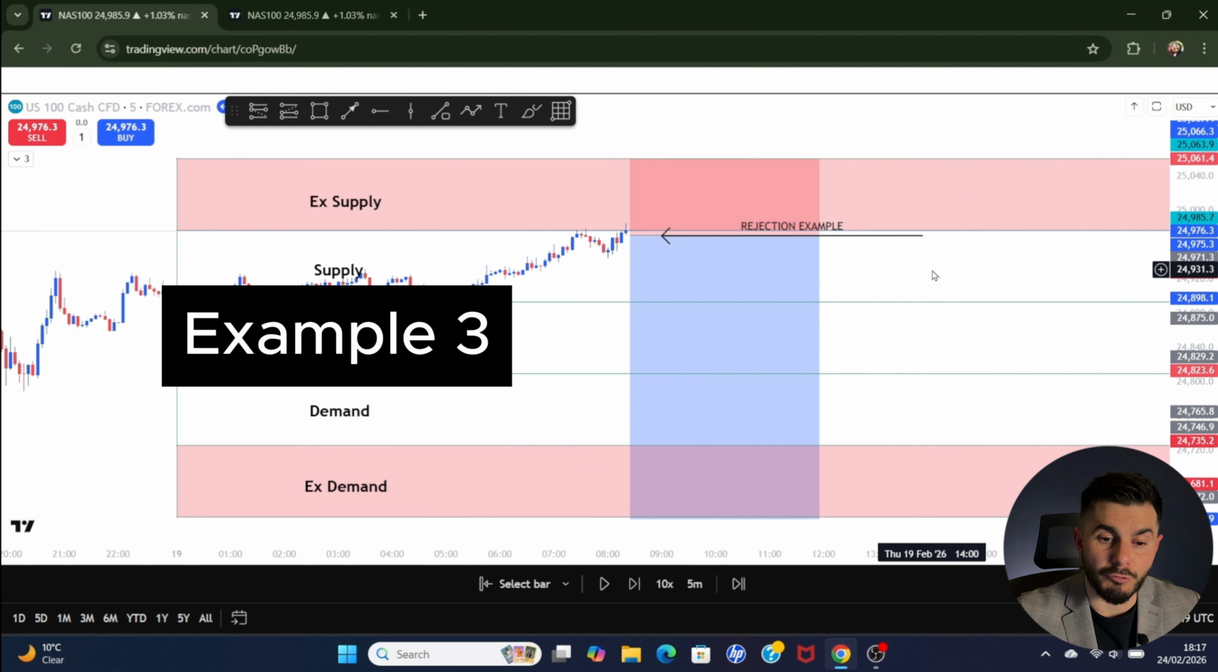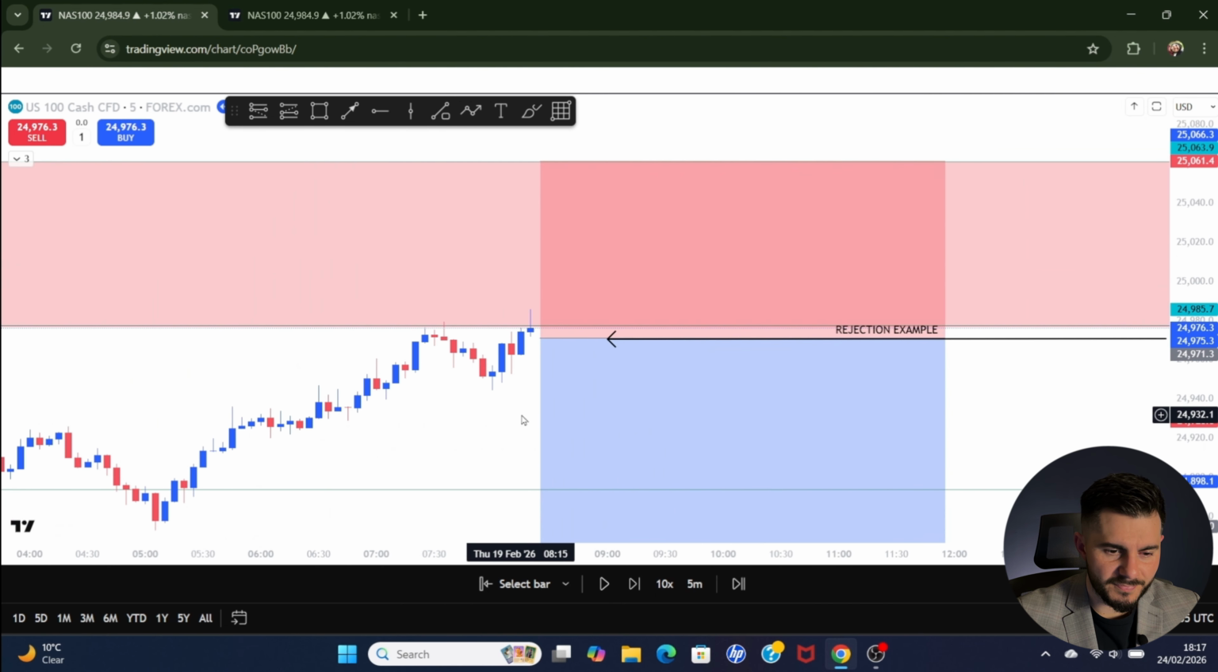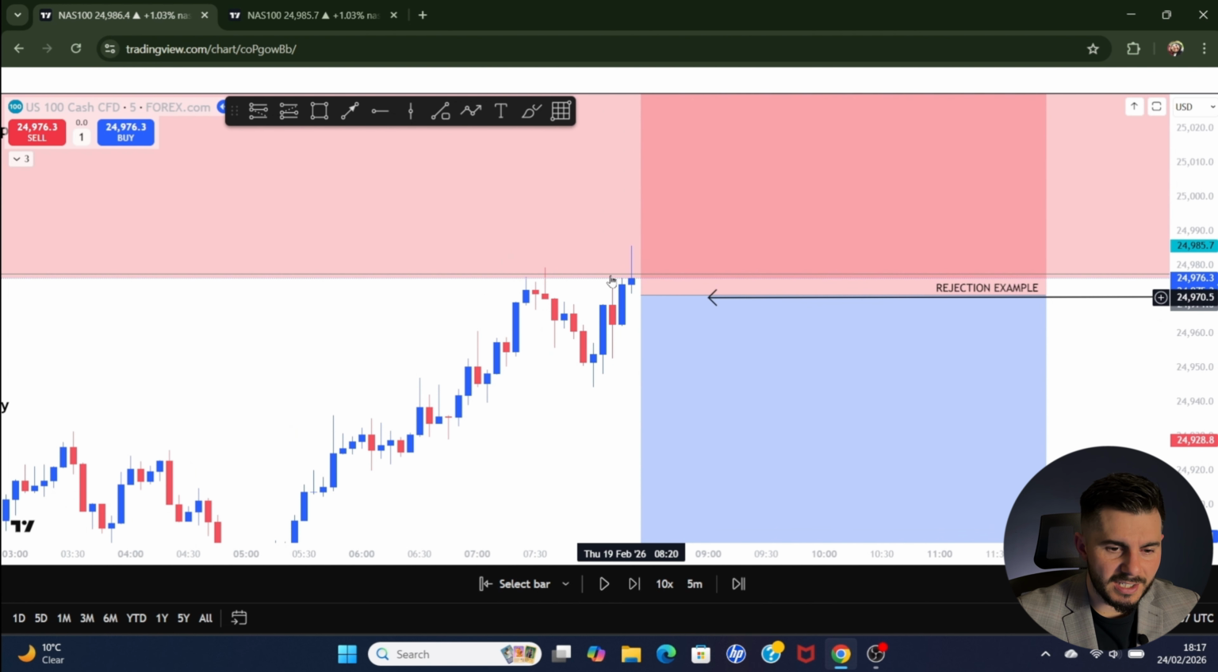Example number 3, rejections. Let's zoom in a touch here. So you can see this little candle here has just clearly rejected off our zone, right? But we don't enter yet. This is just confirmation number 1 of these types of setups. Now, rejections are a sequence of 2 to 3 candles, no more, no less. The momentum of price has clearly rejected this zone, which just is representing a lot of people buying into the market at that point.